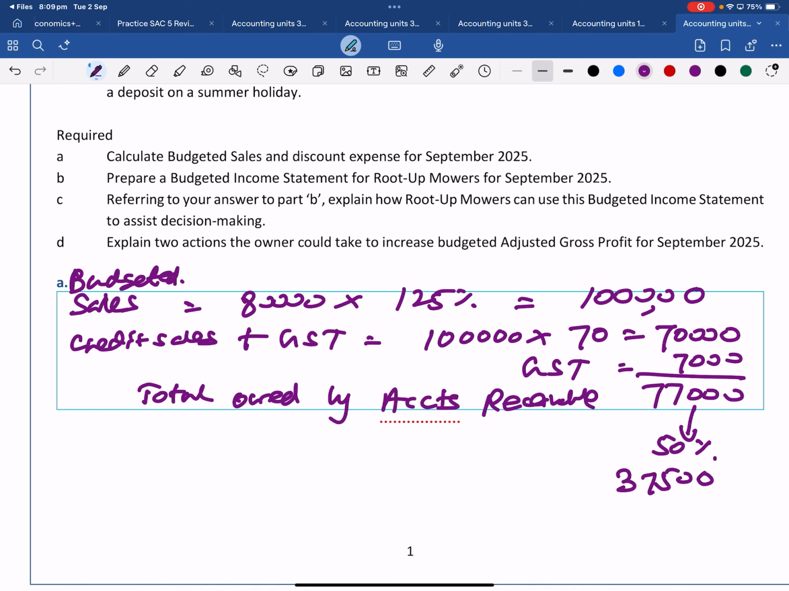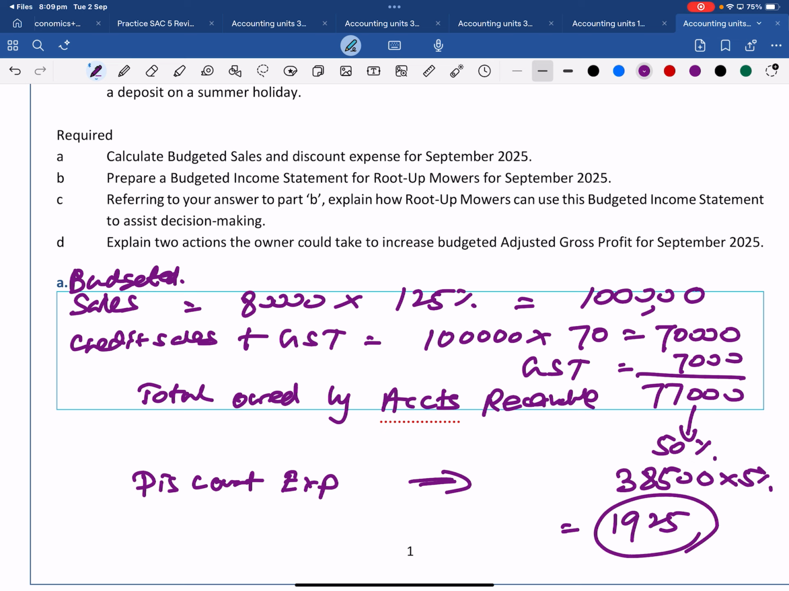Then from this one, the discount expense will be 38,500 times 5%, which is 1,925. Yeah, that's the discount expense, guys.